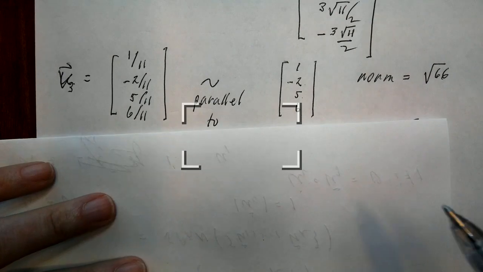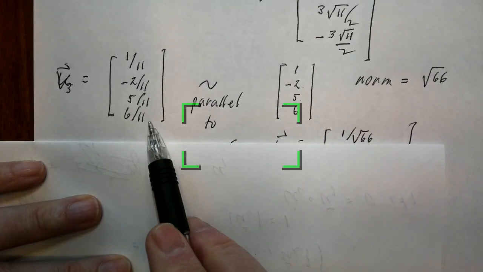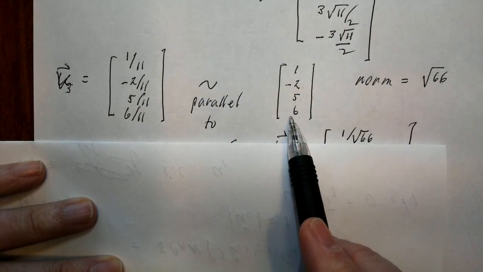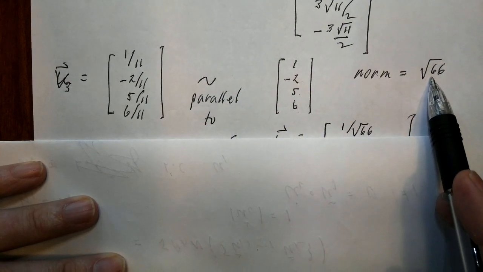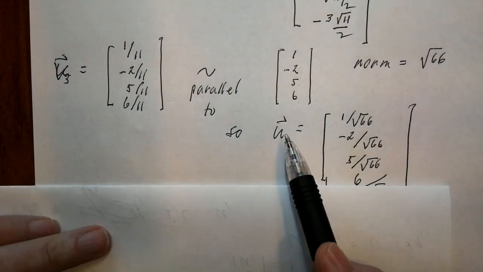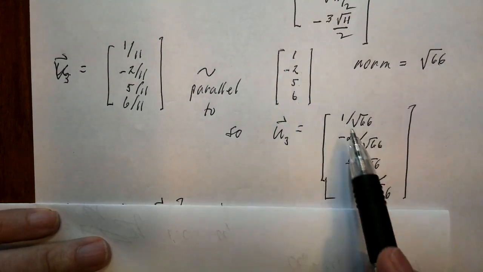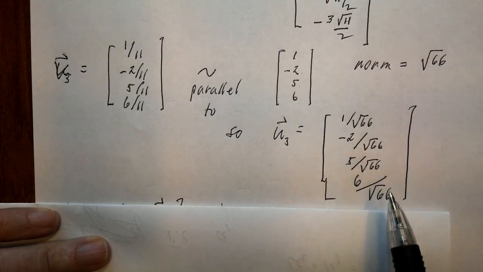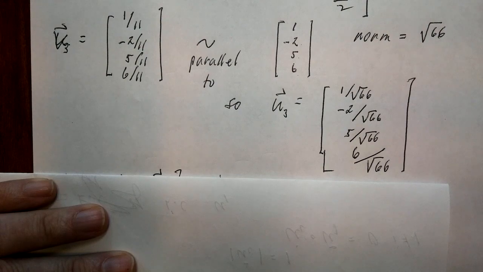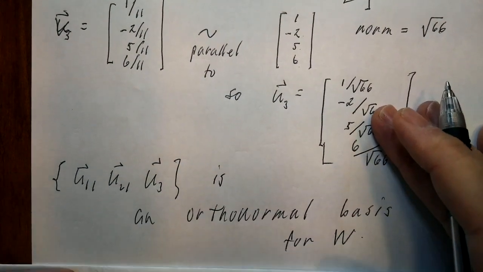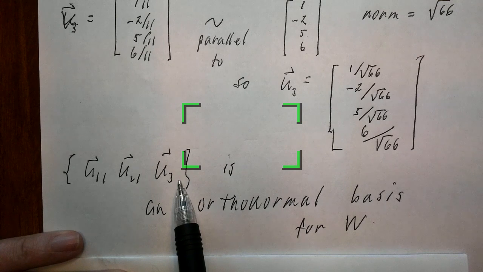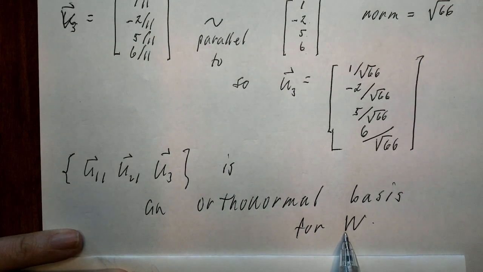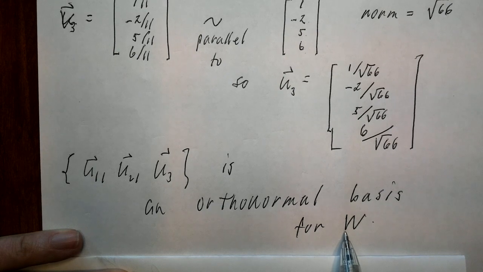And now we need our third vector. v3 from the previous page was given by this. Let's just ignore the 11s. This is parallel to 1, negative 2, 5, 6, whose norm is the square root of 66. So that says that u3 would be given by 1 over root 66, minus 2 over root 66, 5 over root 66, and 6 over root 66. Of course, we could simplify the radicals, but we don't need to. In any event, these three vectors form an orthonormal basis for W, which was a three-dimensional subspace of R4.